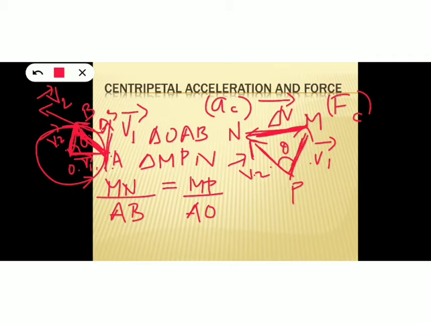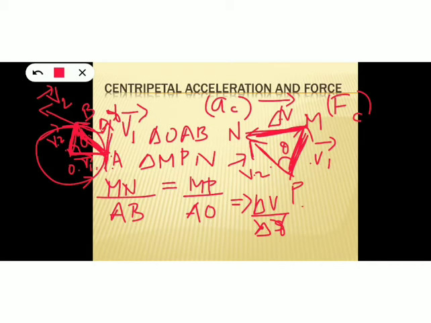This is MP, V1. So which is the side corresponding to V1? That will be R1 vector. So that is AO. Then we can substitute the expressions for MN, AB and all those things. What is MN? MN is delta V by AB. AB is delta S, the linear displacement, or we can consider that displacement as delta R, the difference between the vectors R1 and R2. So delta S can be considered as delta R also, the change in position.